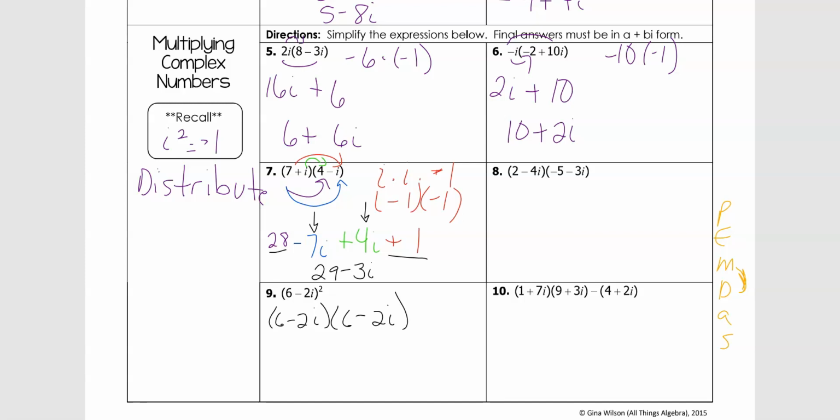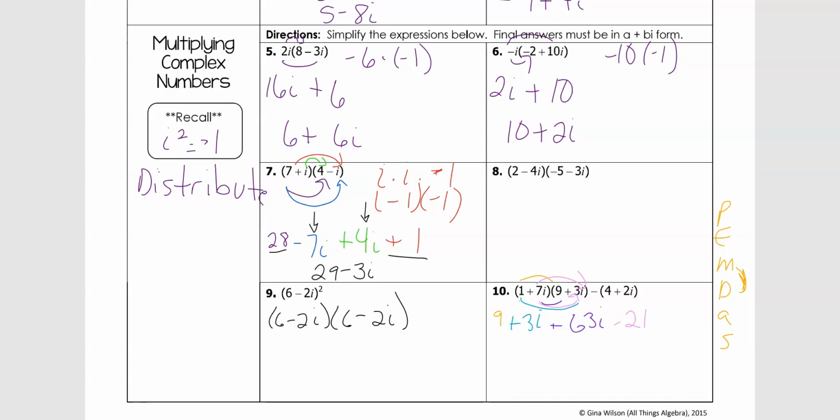Multiplication is what we have here. So we're going to have 1 times 9, which is 9. 1 times 3i, which is 3i. 7i times 9. 7 times 9 is 63i. And then 7i times 3i. 7 times 3 is 21. i times i is negative 1. 21 times negative 1 is negative 21.